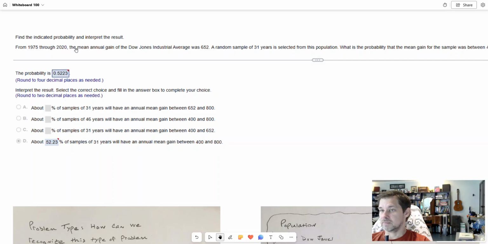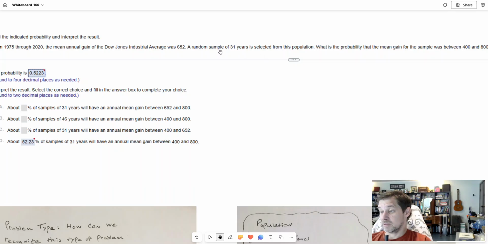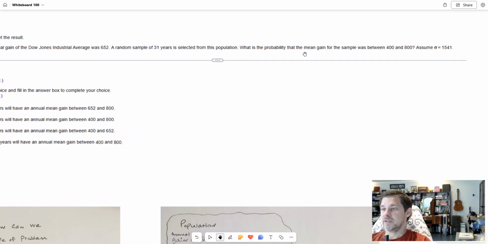What else do I see? A random sample of 31 years. So I got the population, and I'm going to take 31 of those years. That's a sample of a certain specific size. And then it says, what's the probability that the mean gain for the sample was between 400 and 800? Assume sigma, the population standard deviation, is 1541. So it sounds like we have all that.